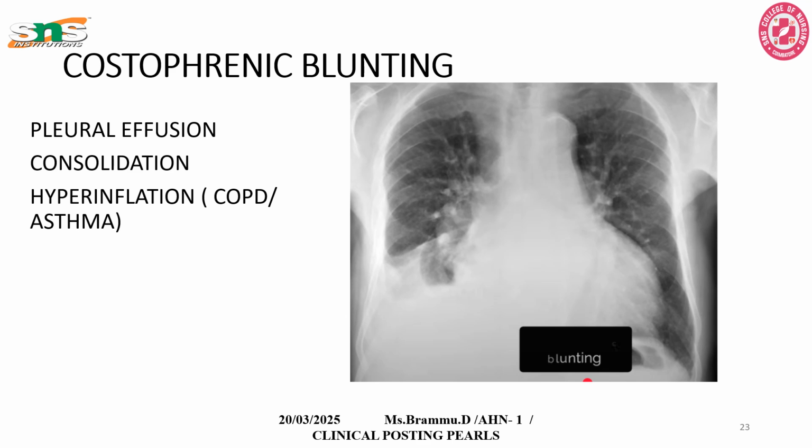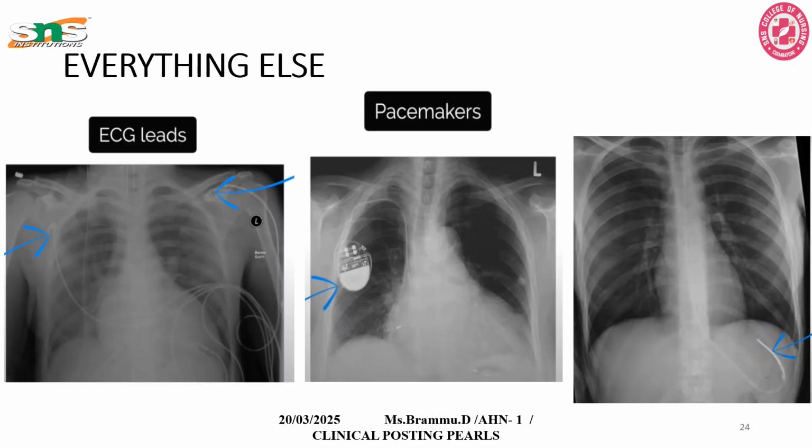And as I told you, we will also be seeing costophrenic blunting. So in this picture you can see the costophrenic angle is not at all visualized when compared to the left, and mostly this is seen in a case of pleural effusion or consolidation, or might be in case of hyperinflated lungs such as COPD or asthma.